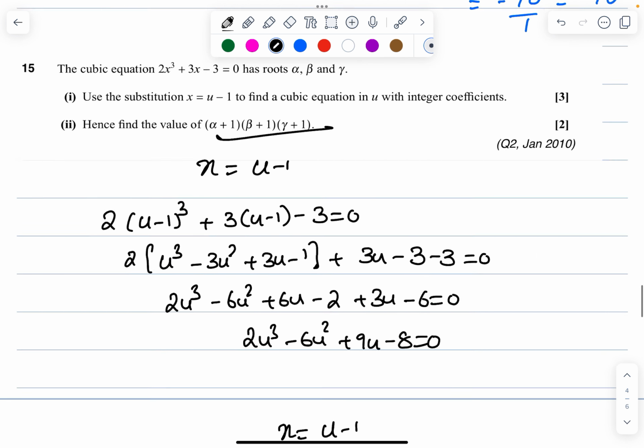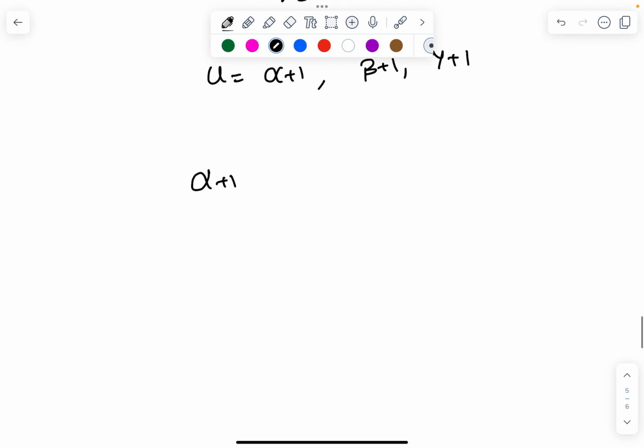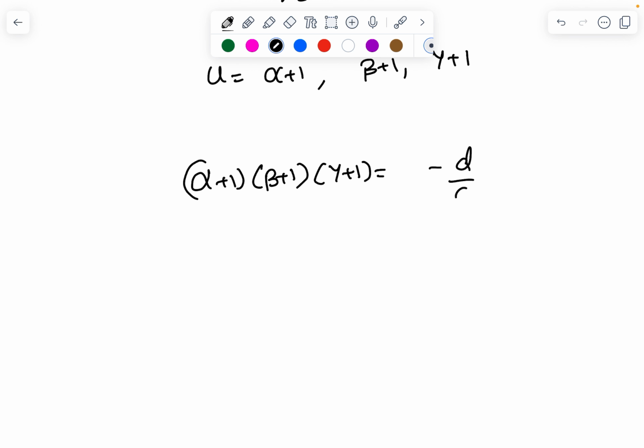I want alpha plus 1 times beta plus 1 times gamma plus 1, which is nothing but what? Product of the roots. Product of the roots is going to be nothing but how much? Minus d upon a. So negative d is nothing but what? Negative d upon 2, which is going to be 4.